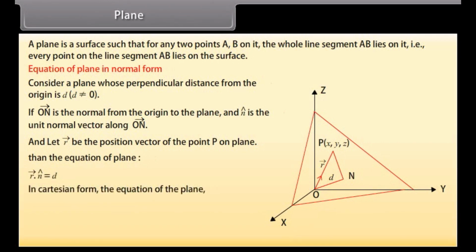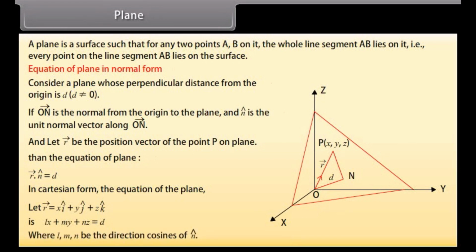In Cartesian form, the equation of the plane: let vector r equal x i cap plus y j cap plus z k cap, then it is lx plus my plus nz equals d, where l, m, n are the direction cosines of n cap.